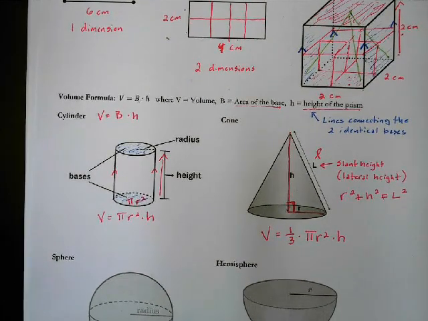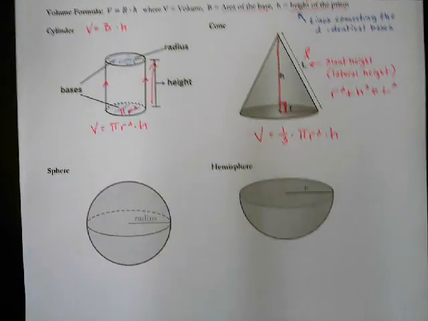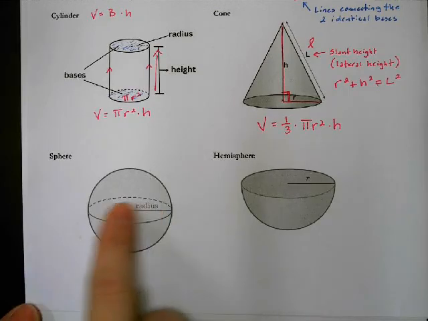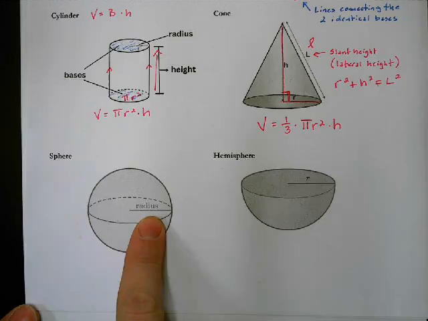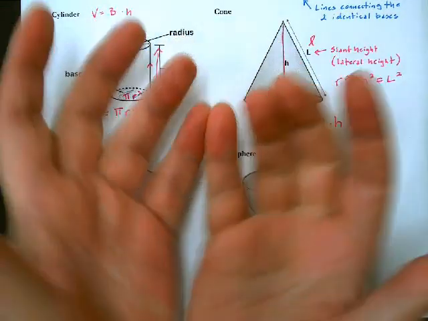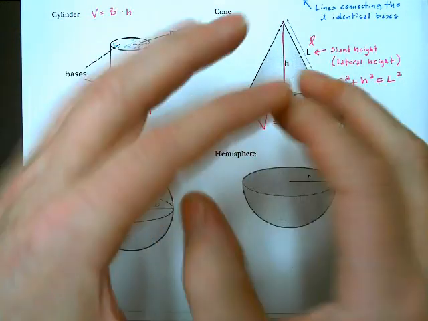A sphere and a hemisphere. Now, this is kind of a weird shape. In a sphere, if I asked you where the base area would be for a sphere, a lot of you would say it's the circle inside the shape. And that's actually not where the base area is. The base of a sphere is the entire outside section of the sphere. That whole outside section, that is your base.